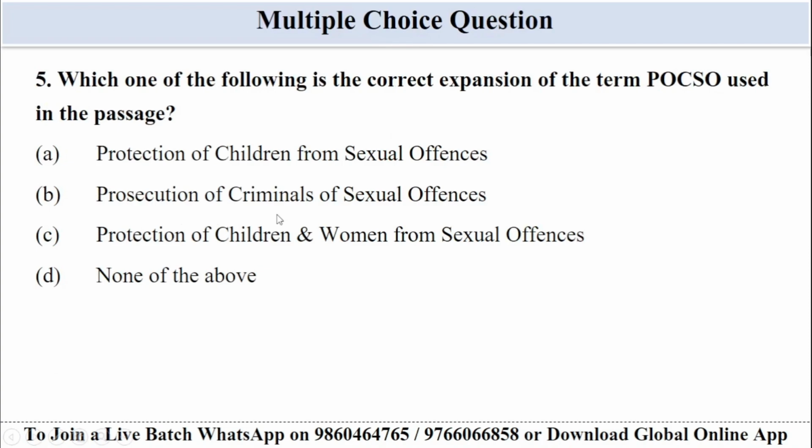Which one of the following is the correct expansion of the term POCSO used in the passage? We have options here. Option A, protection of children from sexual offenses. Option B, prosecution of criminals of sexual offenses. Option C, protection of children and women from sexual offenses. Option D, none of the above. So guys, as we know, the passage discusses sexual offenses against children and the POCSO sections are mentioned in this context. So the correct expansion is widely known and matches the context here. That is option A, protection of children from sexual offenses. So option A will be the correct answer.